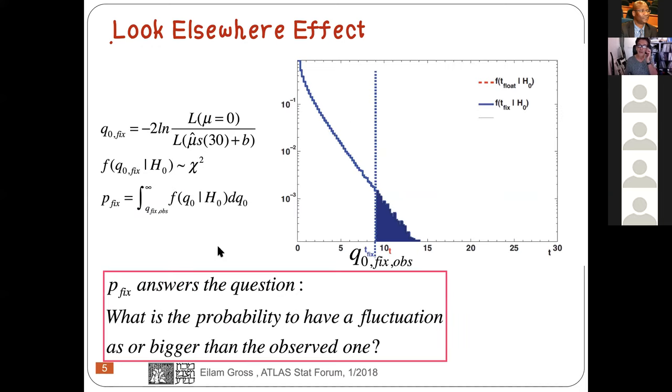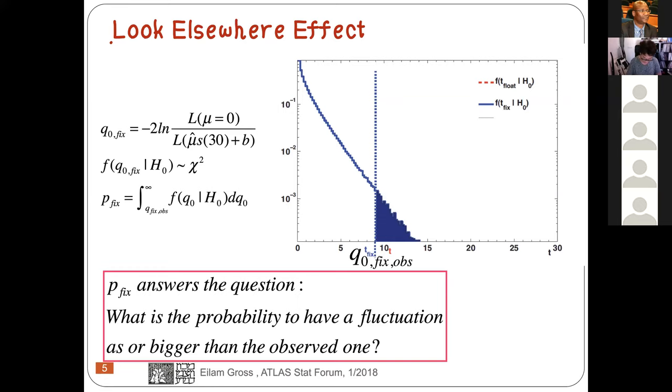If I look at the distribution of this test statistic without a signal, so I toss background-only experiments, and for each background experiment there is some fluctuation or no fluctuation at this test mass of 30, and I look at the q0 of this fluctuation, whatever it is. Then we had a theorem that the distribution of this test statistic is chi square with 1 degree of freedom, Wilks' theorem.